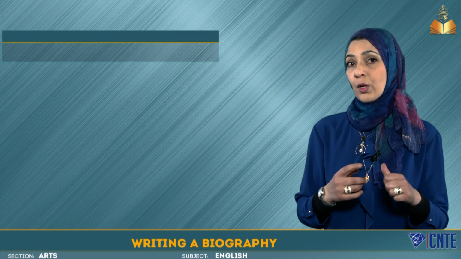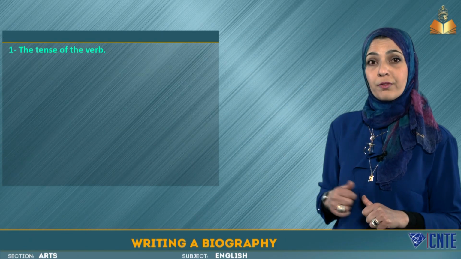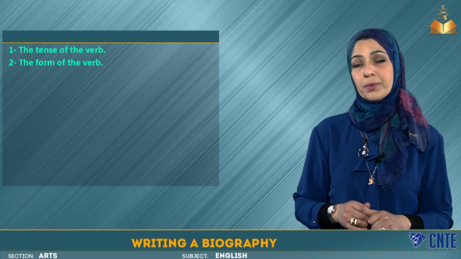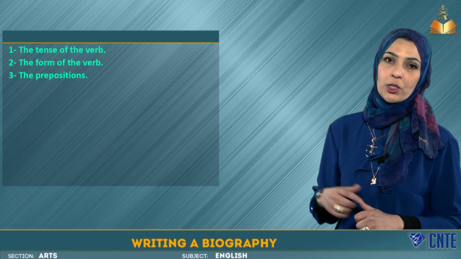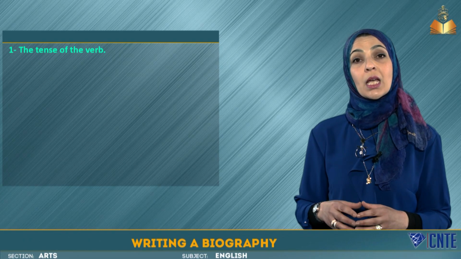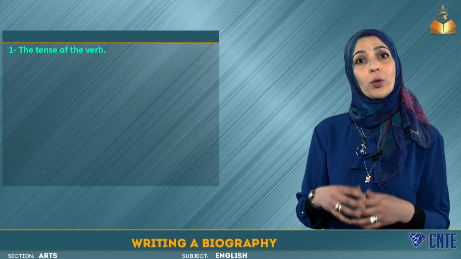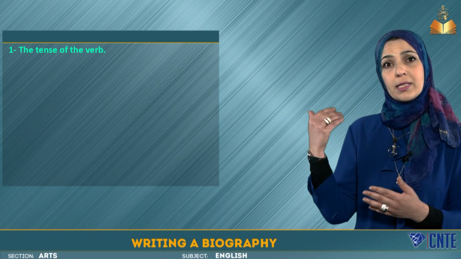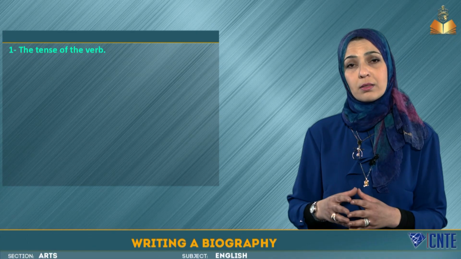For some pupils, writing the sentence seems easy, but for some others, it seems challenging, and this is because they have some problems with, first, the tense of the verb, second, the form of the verb, and finally, the prepositions. Let's start by explaining the use of tenses. In general, in biographies, we always use the simple past tense, because we must always refer to past dates that are already given in the hints.